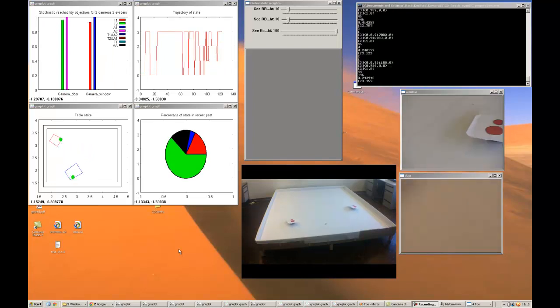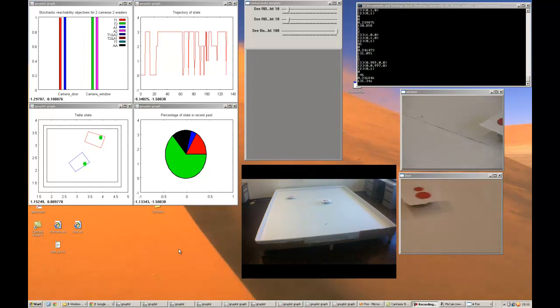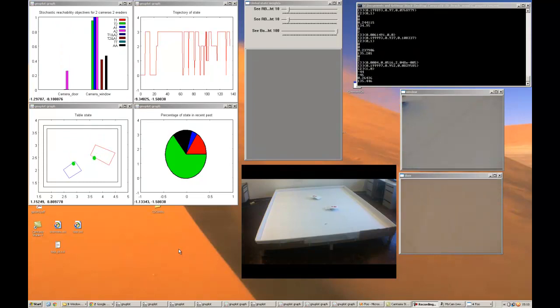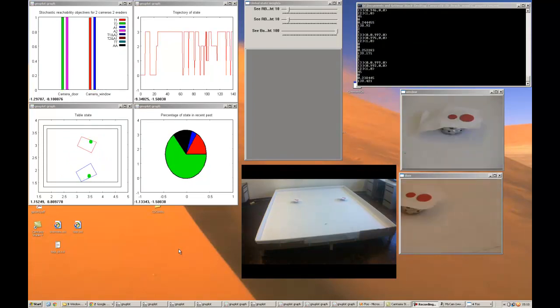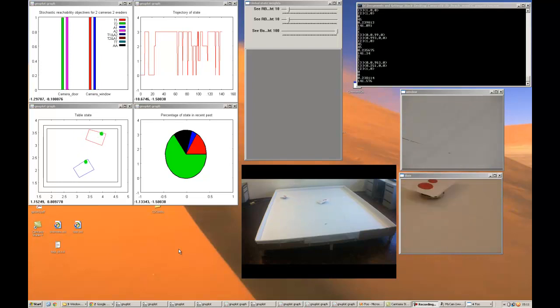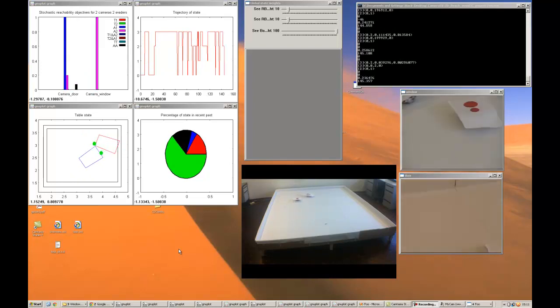In the course of this video, multiple switches are performed, so switching from one side of the table to the other, and in all of these cases, the allocation seems to be correct among the agents, and who tracks what is passed correctly when the robots cross the areas that different cameras are responsible for.